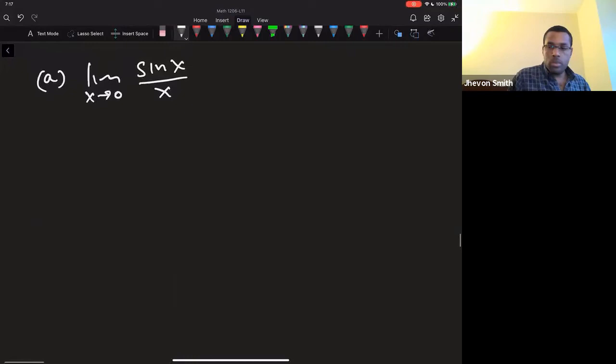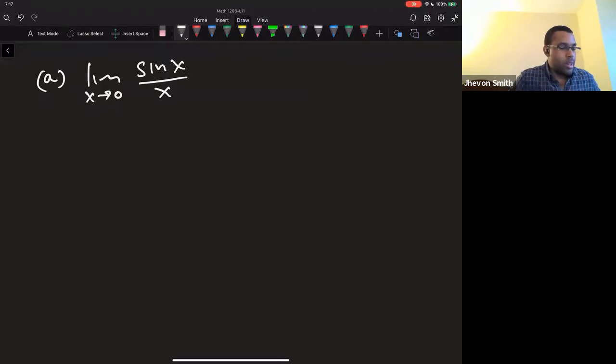Okay, so here's the first one. We actually know that the answer should be one. We should know. Pretty sure it even came up in test one. So let's actually see how we could do this with L'Hopital's rule, even though we know that the answer is one.